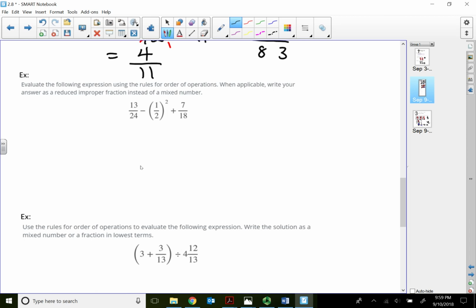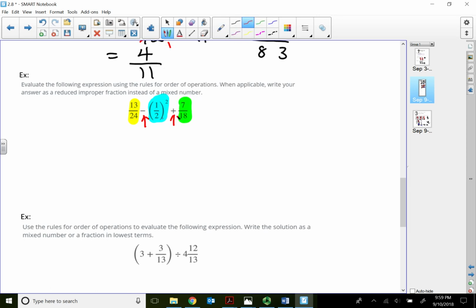All right, let's check out this one here. Oh, I see 2 addition and subtraction signs outside the parenthesis. So that's 3 separate terms. First term, 13 over 24, no operation. Second term is 1/2, whole thing squared. And my third term is just positive 7 over 18.